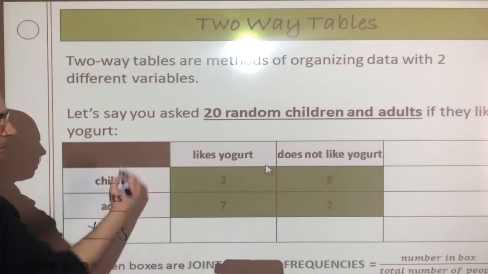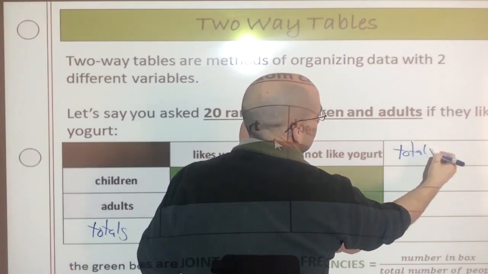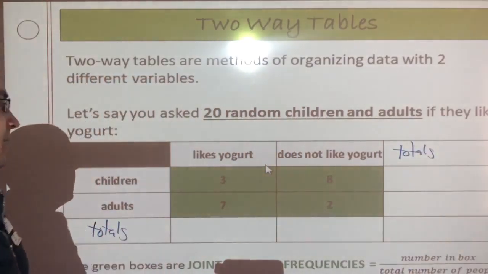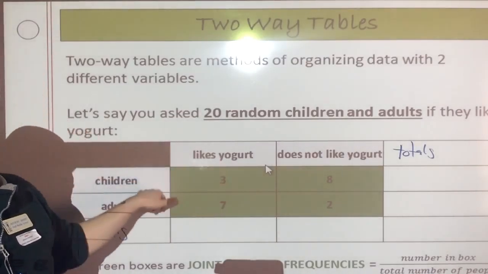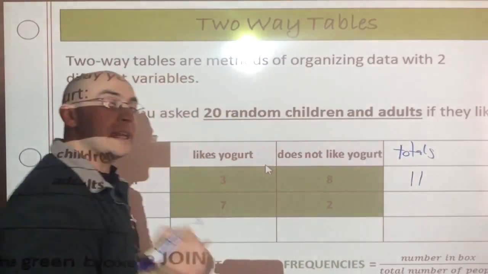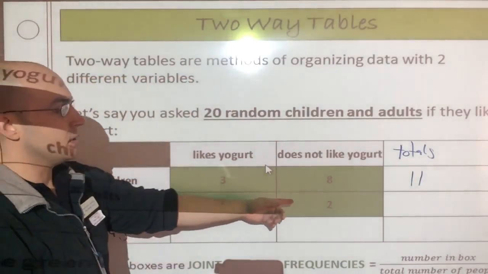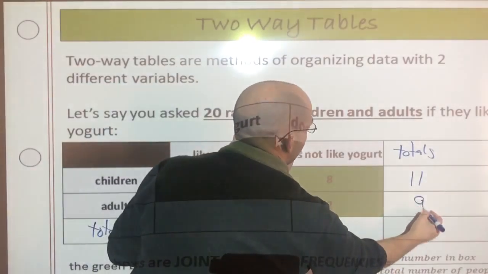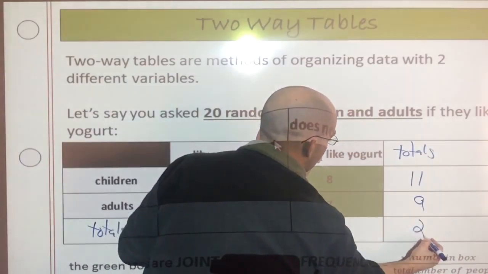So you have to put your total section going from the row, and you have to put your total section going from the column. I'm just going to simply add down. So for instance, 3 children like yogurt and 8 do not, so there are a total of 11 children in this two-way table. Adults that like yogurt is 7. Adults that do not like yogurt is 2. So I will have 9 total adults, which means I should have 20 total people.